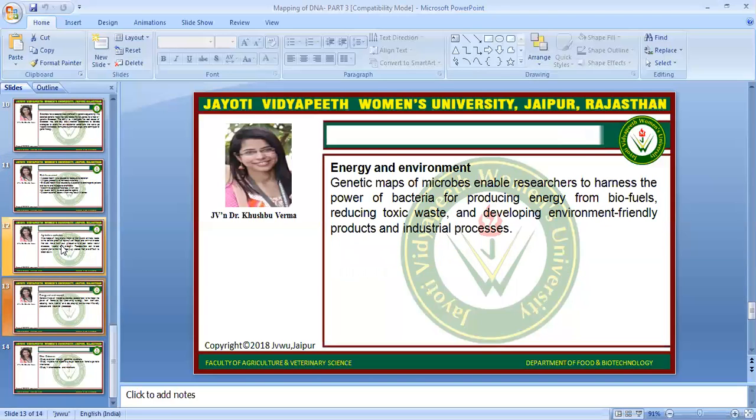It has application in energy and environment. Genetic maps of microbes enable researchers to harness the power of bacteria for producing energy and biofuels, reducing toxic waste, and developing environmentally friendly products and industrial processes.